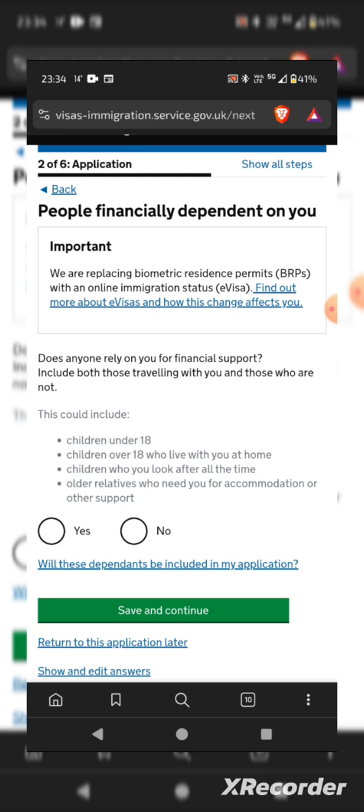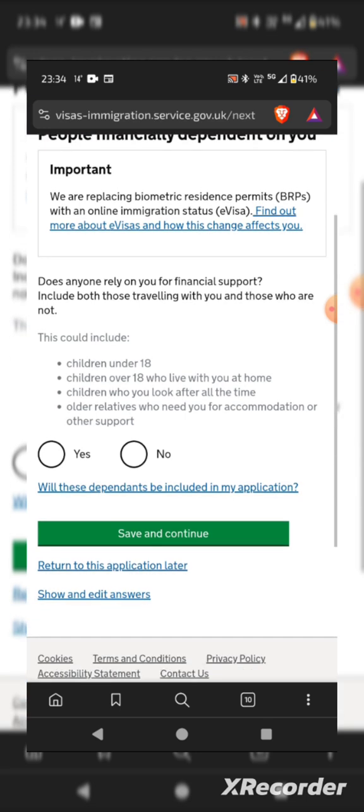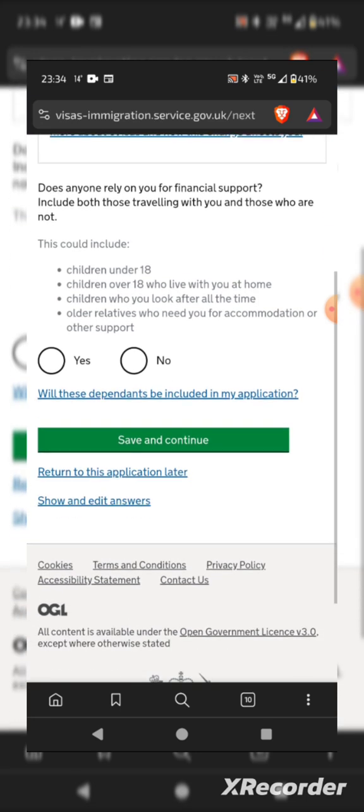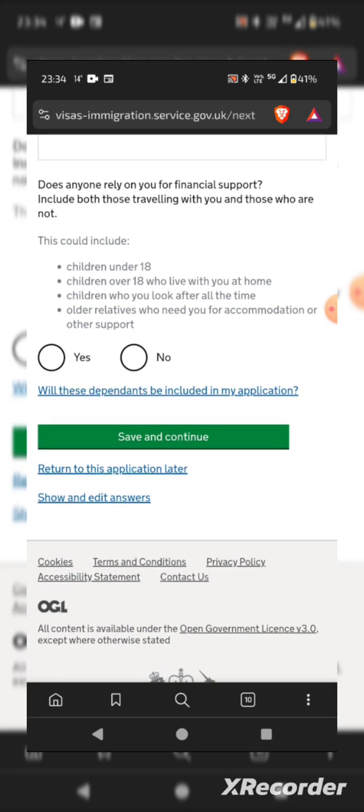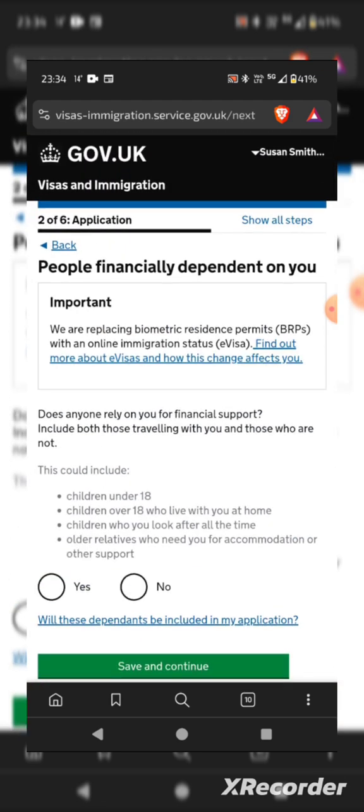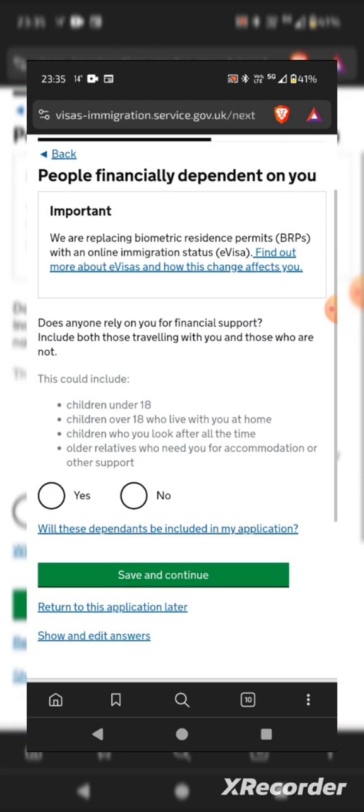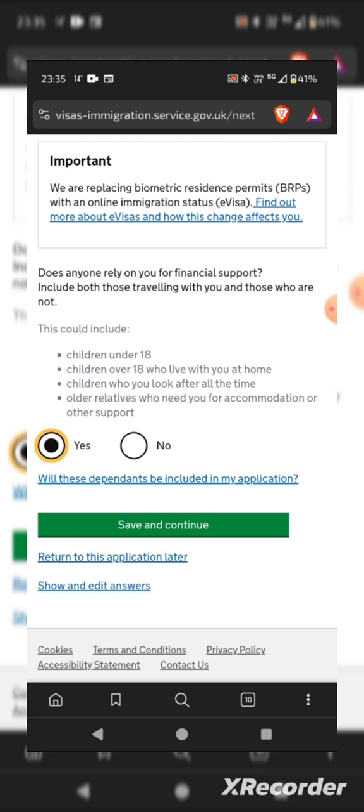that depend on them, people financially dependent on you, like if you have a child under 18, elderly people, and all of those things. If you are married, you need to say all of those things here. If people rely on you, you take yes and then you put it. Remember, whatever you put, you will need to give documents for it. If you are married, remember you need your birth certificate, your marriage certificate, and all those other things.